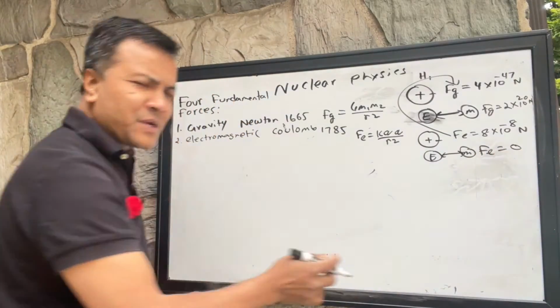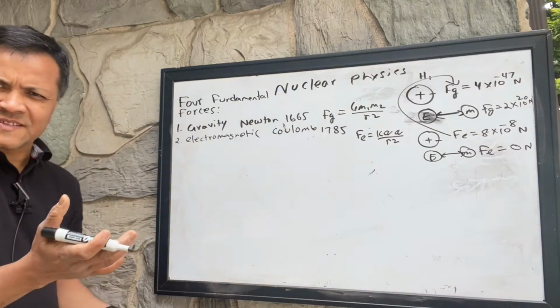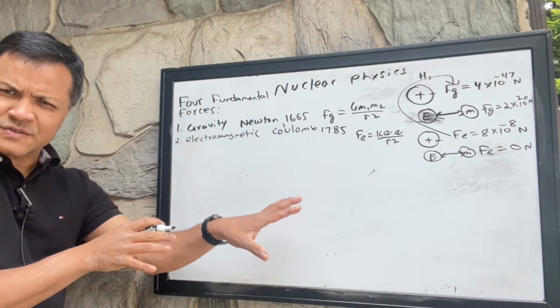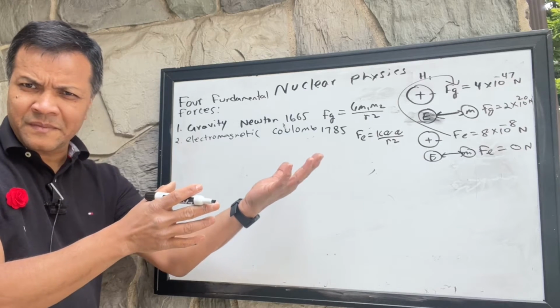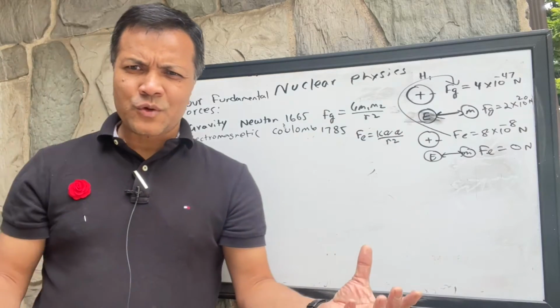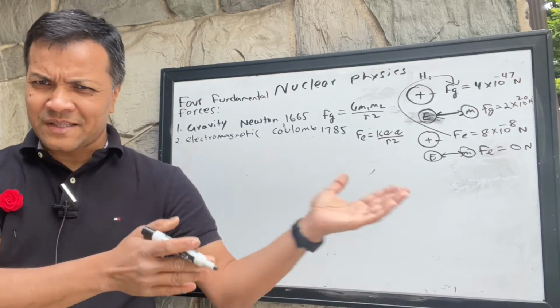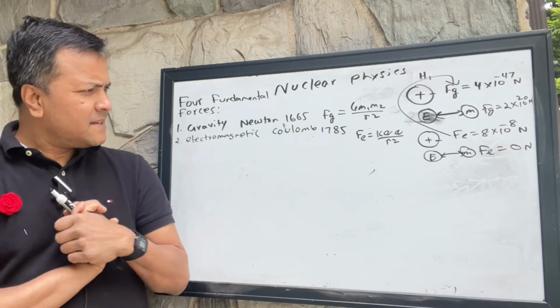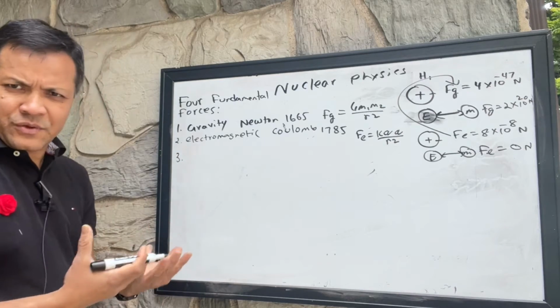Why is it 0? Because 0 Newton. Never forget your SI unit. Why is it 0? Because of course the Earth is in general neutrally charged and the moon is in general neutrally charged. So what would be the electric force between two neutrally charged objects? And that is what you get. Okay, now you're going to see the strong nuclear force, of course.